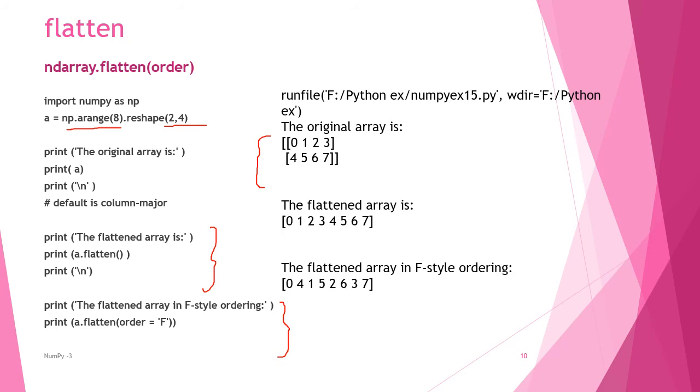In the first case, while flattening, it will consider the first row elements initially, followed by the second row elements. But in the second case, see how the flattening is done: 0, 4, 1, 5, 2, 6, 3, 7. Column wise it is flattened. So that is the difference when we use this order parameter.